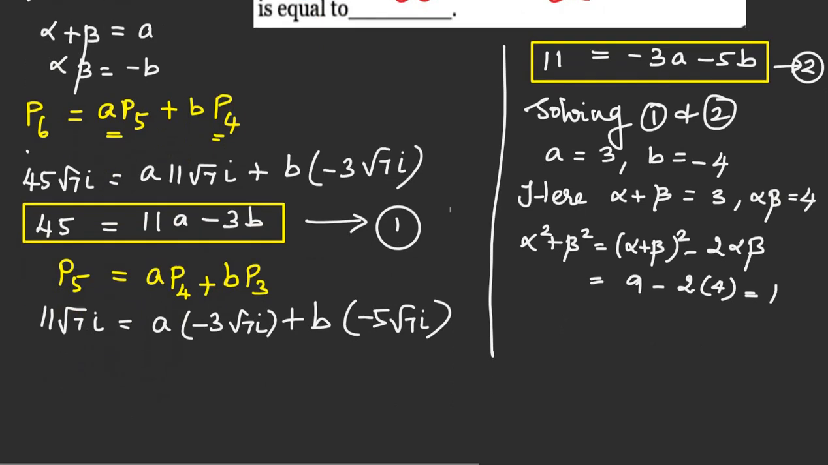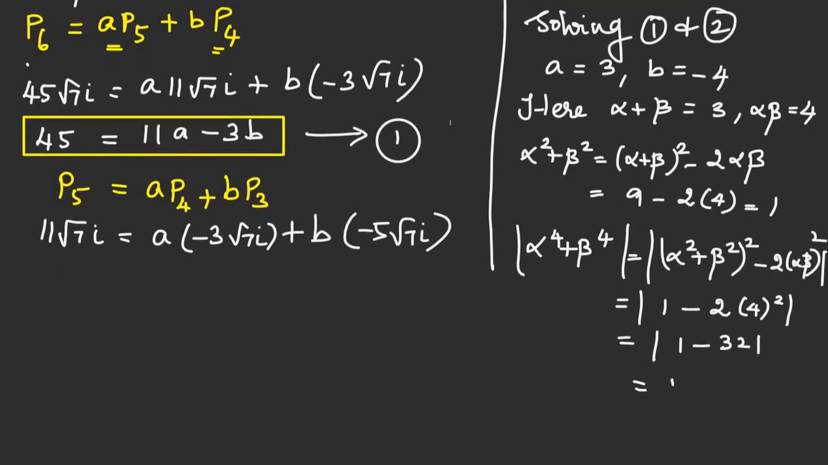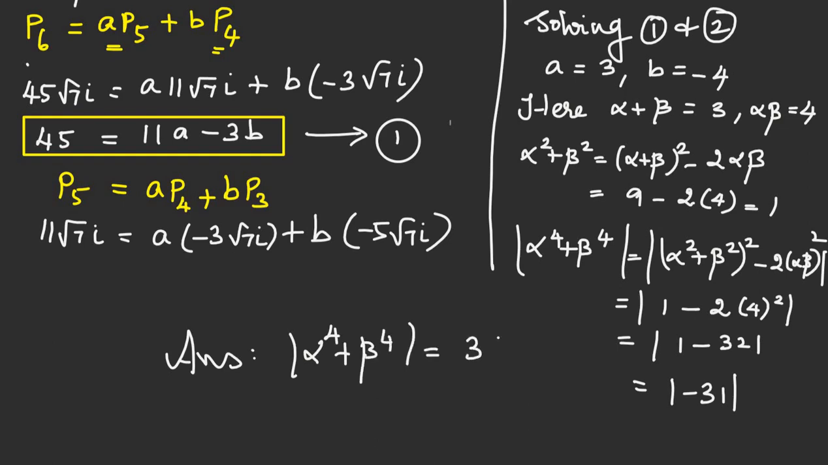Now the next step: we want to find the modulus of alpha power 4 plus beta power 4. So this is the modulus of (alpha square plus beta square) whole square minus 2 (alpha beta) whole square. Now this is equal to the modulus of 1 minus 2 into 4 whole square, which is equal to the modulus of 1 minus 16 into 2, 32, which gives us the modulus of minus 31. Therefore, the modulus of alpha power 4 plus beta power 4 is equal to 31.